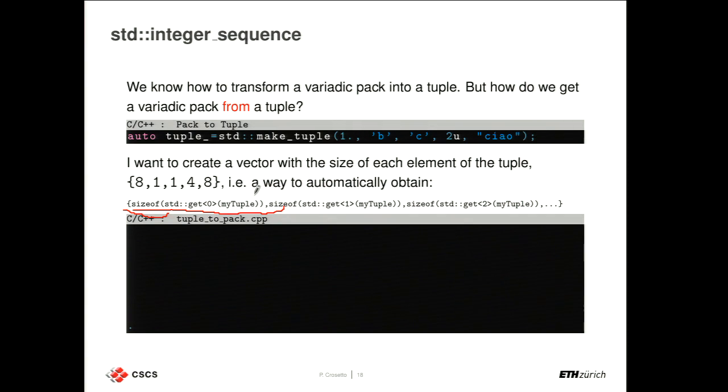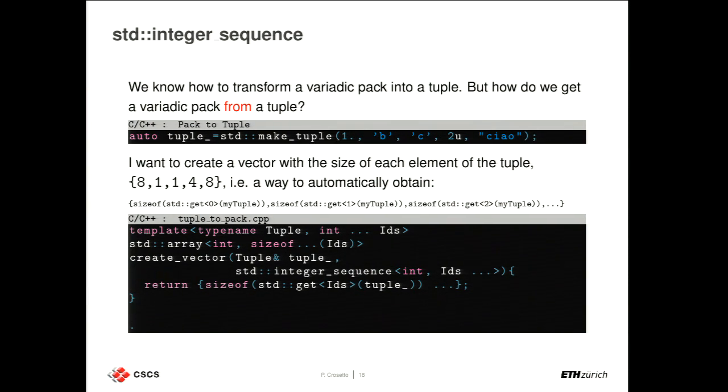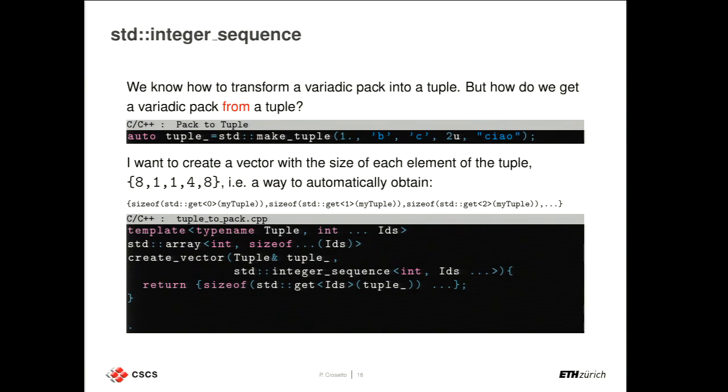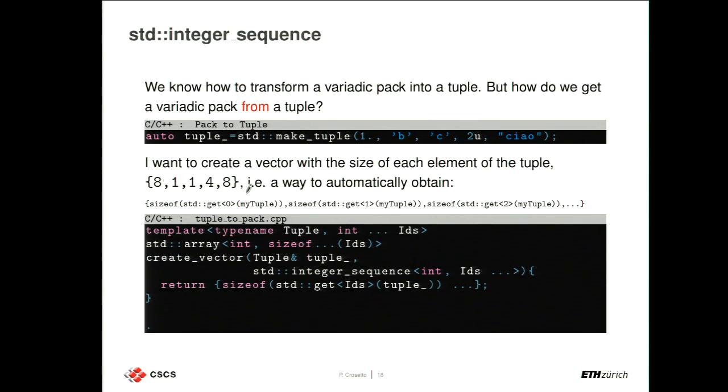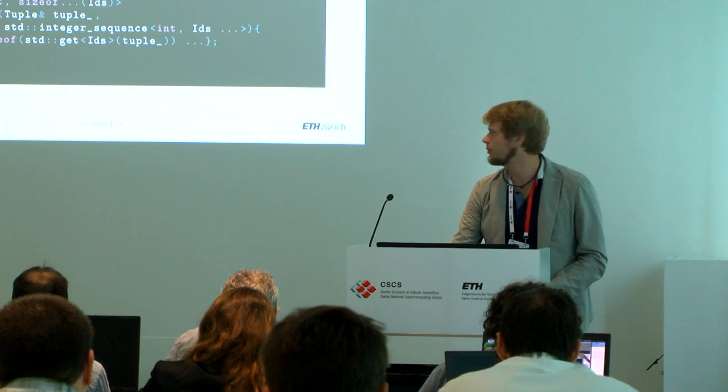To do this, as Mauro showed, you can use the std integer sequence. If you don't believe that this is a good way, you can try to think of another solution, but you will realize that this is not trivial. You need another pack. You have the pack of the arguments, but you need a pack of integers from 0 to n, the size of the tuple. And this pack you have to generate somehow.